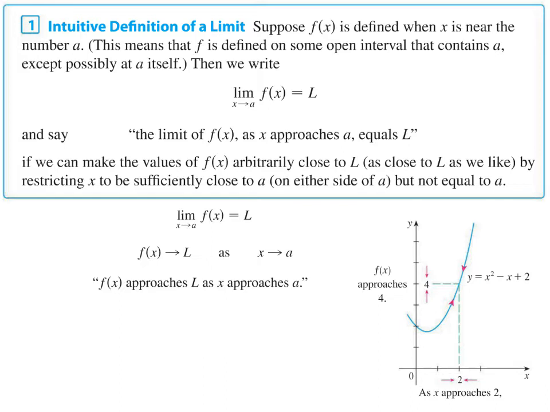The limit as x approaches a of f of x equals L, or also can be said as the limit of f of x as x approaches a equals L, if we can make the values of f of x arbitrarily close to L, which means as close to L as we like, by restricting x to be sufficiently close to a on either side of a, but not necessarily equal to a. This part right here is super important. You do not have to equal a for limits to work as long as you are very, very close. Now, it's a lot easier if it does equal a, but we'll see both scenarios today.